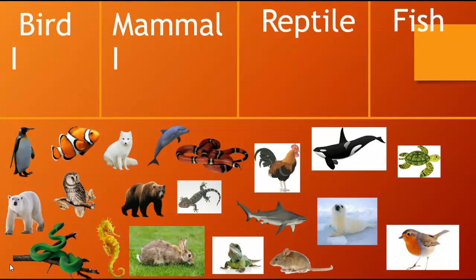Next one is this little Nemo type thing here. It looks like a clownfish. So the clownfish has scales, fins, and gills. So where are we going to put that in? We're going to put it under the fish. Next, let's look at this little green snake here.